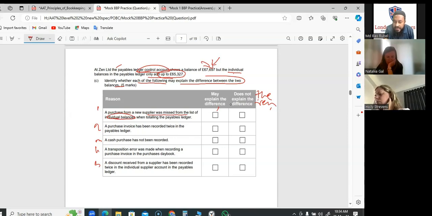Which one is lower, guys and girls? Individual is lower. Yeah. What does a purchase make in a payables account? Purchase makes your liability high. So in your individual, any of these purchases might be missing, they're saying. Any of the purchases is missing. And that's true, isn't it? That is true. I show you.